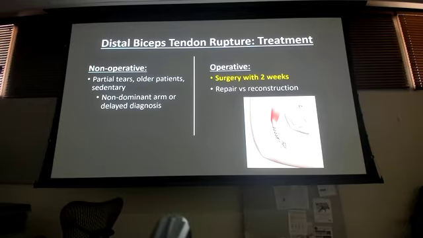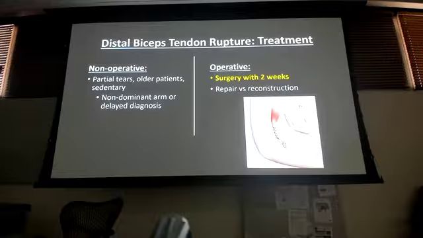Okay, so when do we say, well, yeah, you ruptured distal biceps? Normally you would say, okay, we're going to fix it, but you're older, right? Just older, less active. Sedentary, right? So they ruptured it however they ruptured it, but they're just not as active, okay?